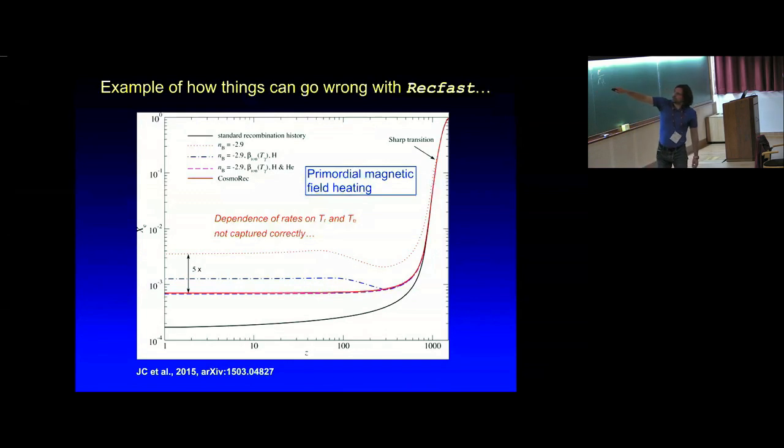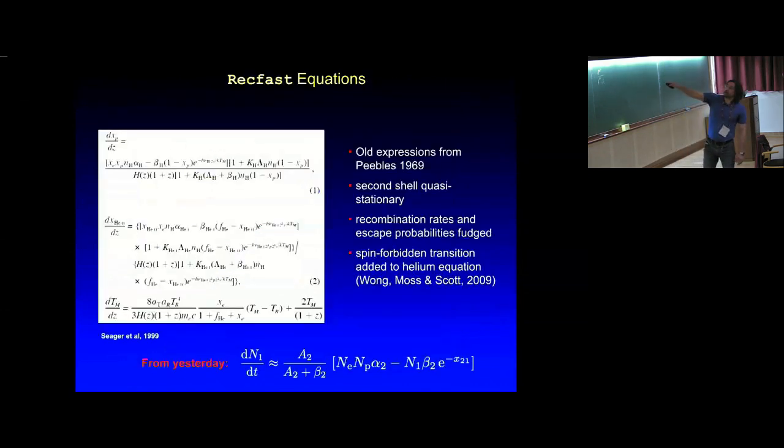And you can see here that when you do these cases with RecFast itself, you would actually get a far bigger effect. This is something that was actually happening in the original evaluation by Kerstin Kunze and Eiichiro Komatsu, because the most important aspect is that in RecFast, the equation for the photoionization here uses the matter temperature.